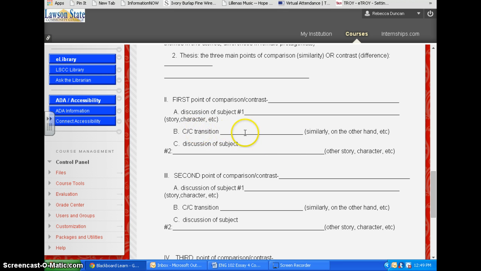Now, this is just a transition. It's not another point. You really only talk about Nora, then you talk about Hester or whoever you've picked, Phoenix, Mrs. Johnson. But it's just to make sure you've planned a transition.